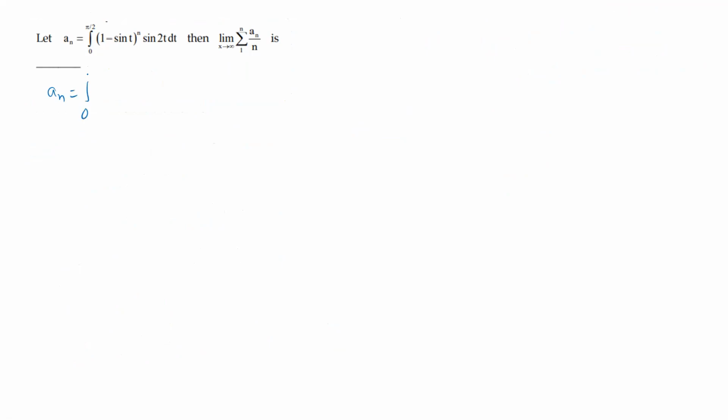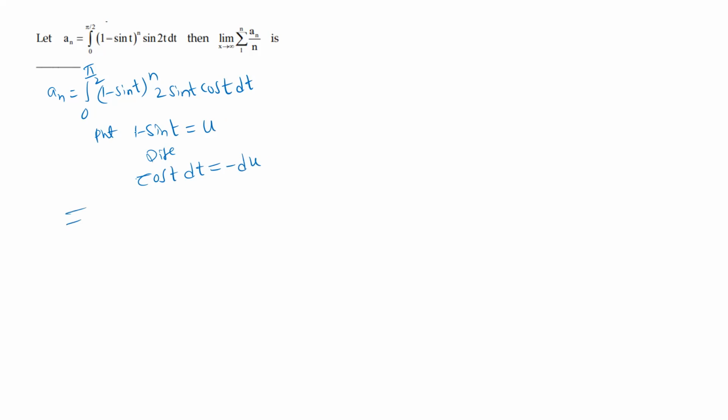For that, I'm writing an as the integral from 0 to pi by 2 of (1 minus sin t) whole power n, and sin 2t we can write as 2 sin t cos t dt. Now there is a sine derivative, so I'm substituting 1 minus sin t as u. Differentiating, minus cos t dt is equal to du. Now the lower limit sin 0 is 0, so the lower limit 1 will come. For the upper limit pi by 2, sin pi by 2 is 1, so 1 minus 1 is 0.